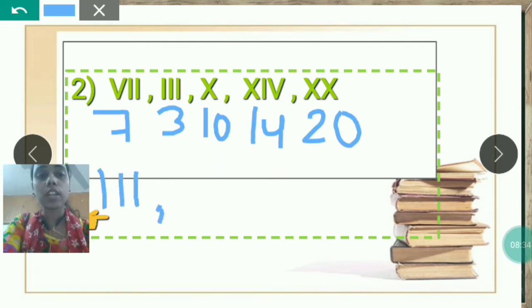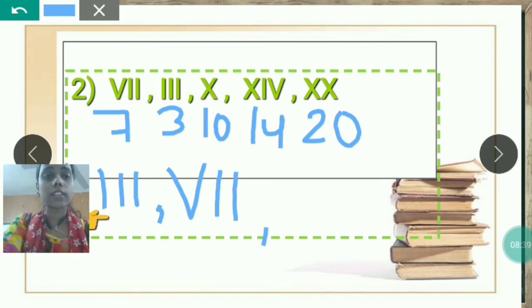After 3, 7 is the smallest. So I will write here 7. After 7, which one is the smallest? That is 14. So I will write here 14. After 14, which one is the smallest?